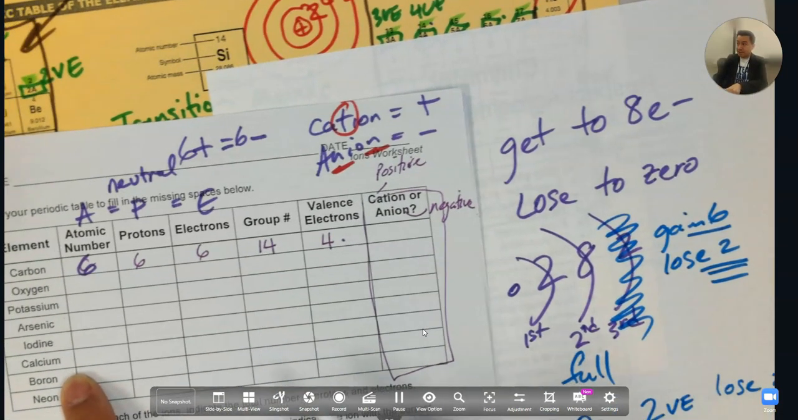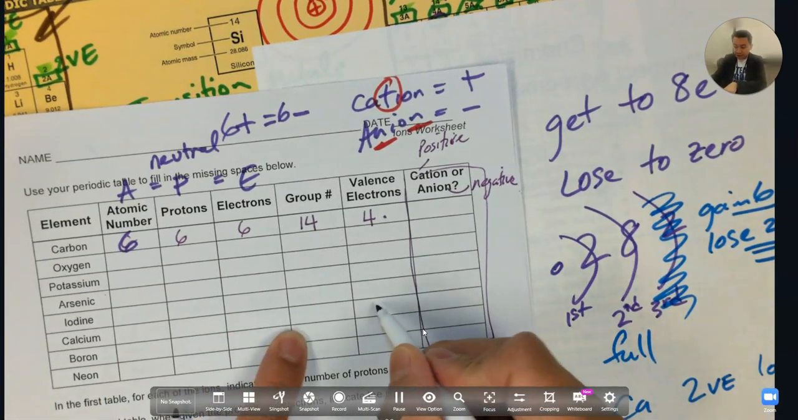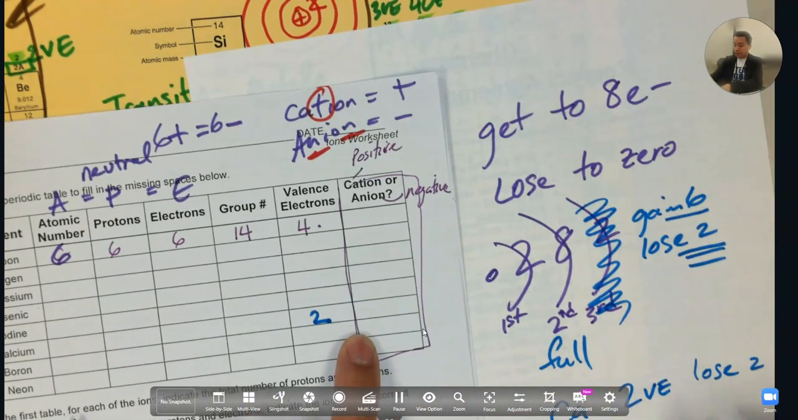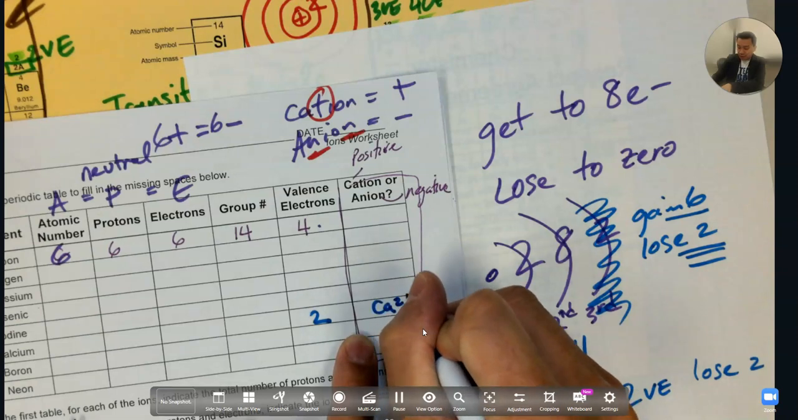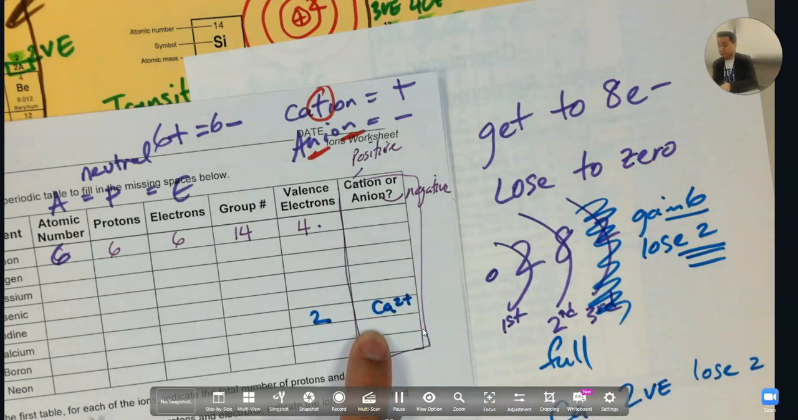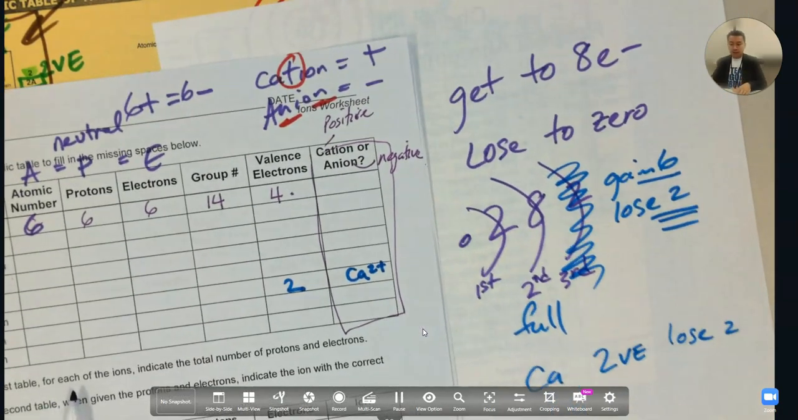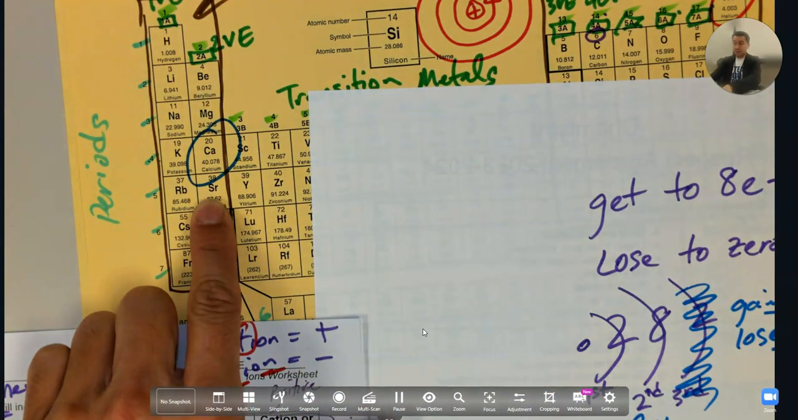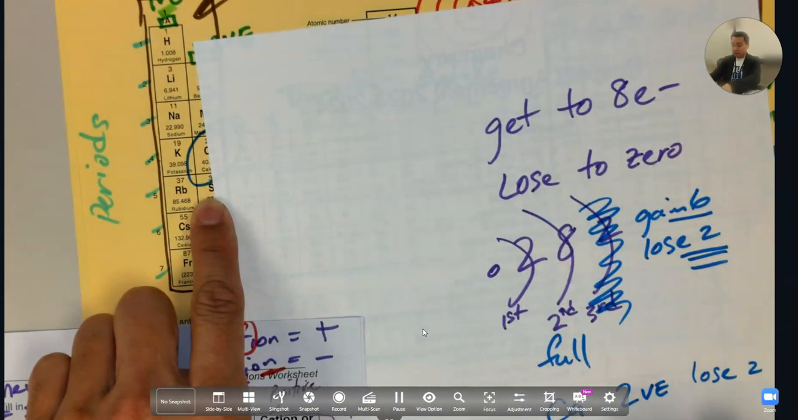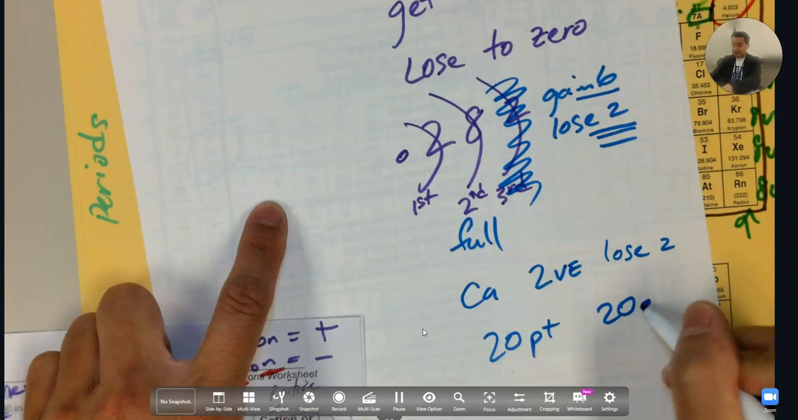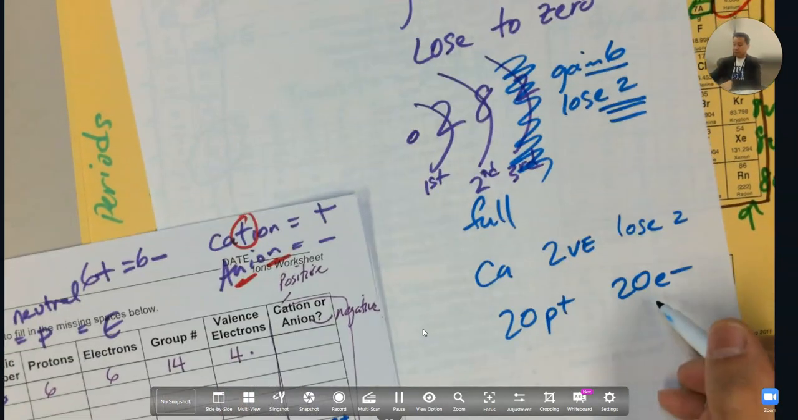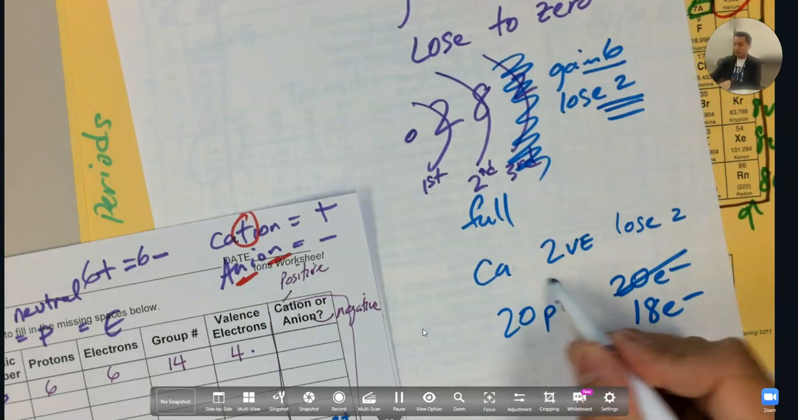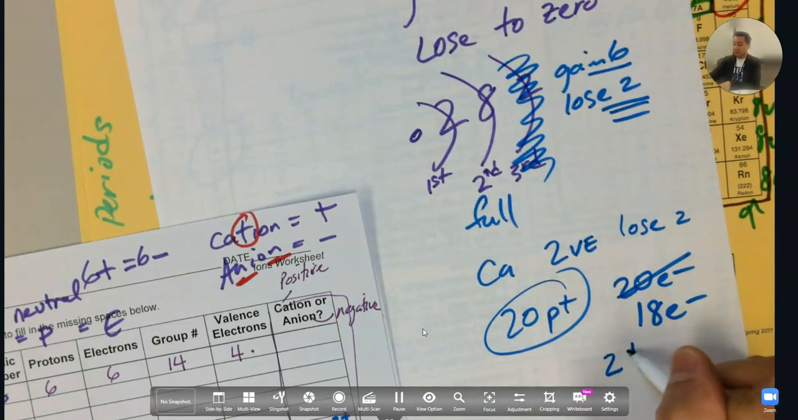So let's go down to calcium here. Let's fill out the valence electrons as 2. It can lose 2 or gain 6. It's going to lose 2, so calcium is going to have a 2 plus charge. You write it as calcium 2 plus. Calcium is element number 20, so it has 20 protons and 20 electrons. If we lose 2 electrons, now we have 18 electrons. So now we have 2 more protons. That's why it has a 2 plus charge.